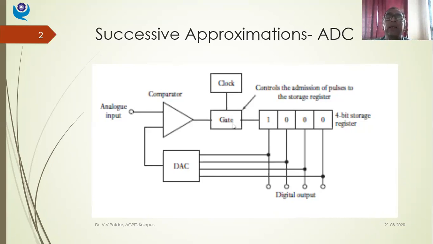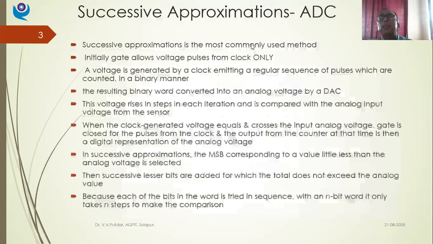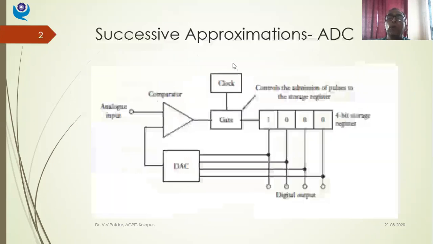Okay, let us quickly see the verbal part or the theoretical description of this successive approximation A to D converter. I'll read it slowly. Please be attentive. Successive approximation is the most commonly used method. Initially, the gate allows voltage pulses from the clock only. This gate is closed, or this port is closed.